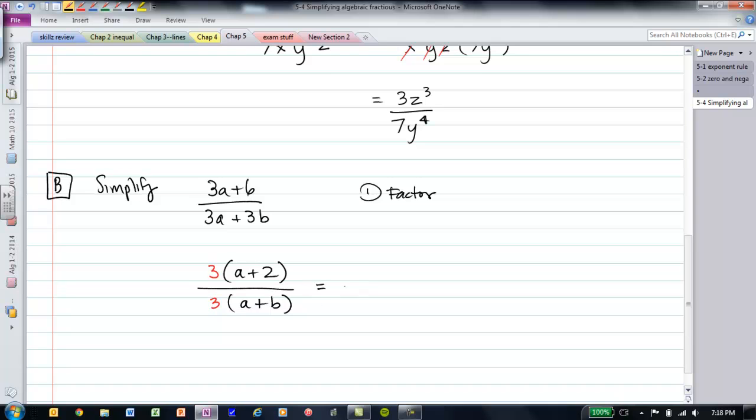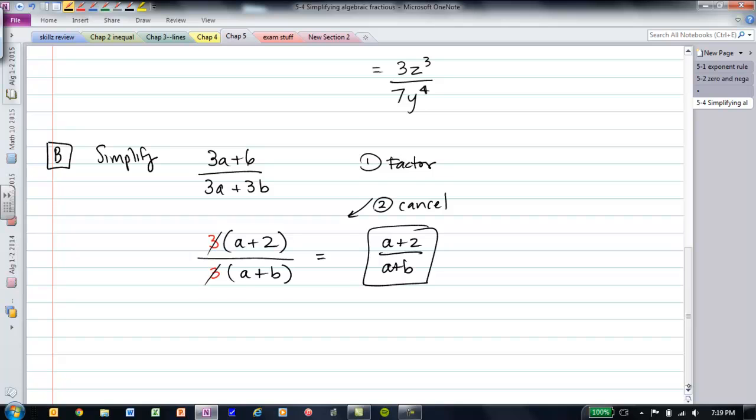Those 3's cancel out, and my final answer is a plus 2 over a plus b. And this is it. Don't even think about canceling out those a's because they are not factors, they are terms. So I factored, and then my second step was to cancel any like factors, or cancel any fractions that equal 1, because 3 over 3 equals 1.